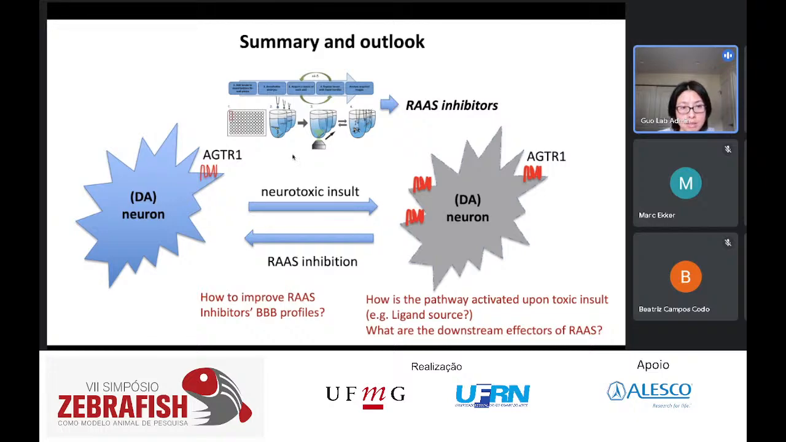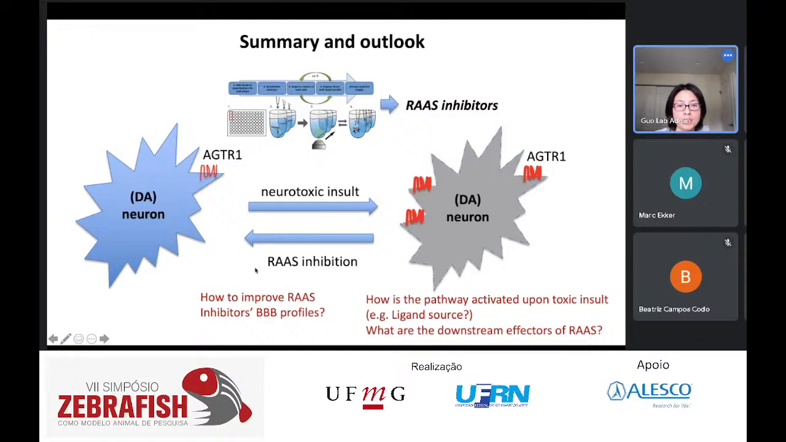So when there is neurotoxic insult, somehow the AGTR1 receptors can be activated, and that indeed leads to damage of mitochondrial function. So when we apply RAS inhibition by these chemical inhibitors, we're able to counteract this effect of neurotoxic insult. This neurotoxic insult can be environmental toxins, and can also be genetic, due to internal genetic defects.